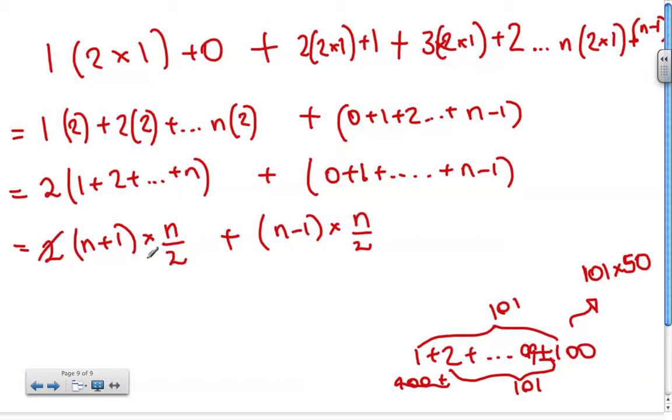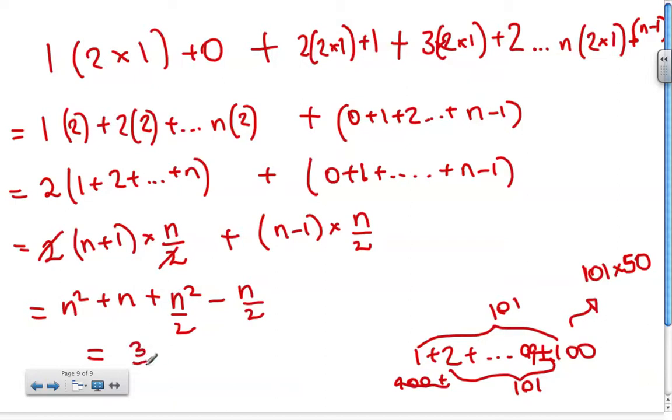I can cancel out the 2's there, because I'm multiplying each time, it's okay. So I've got n lots of n plus 1, which expands to n squared plus n. And then I expanded the second bracket to n squared over 2 minus n over 2. And collected things the same.